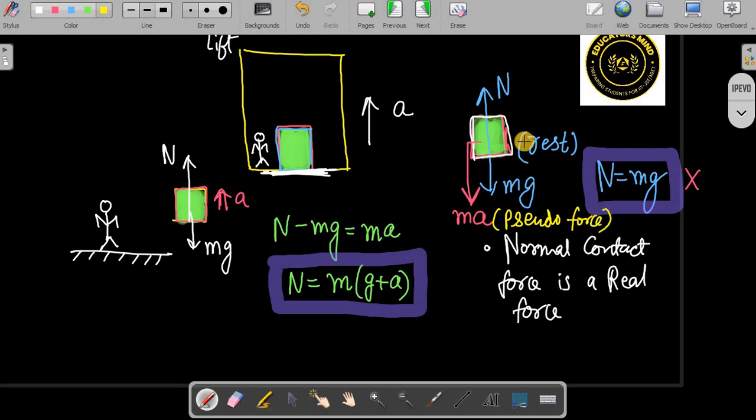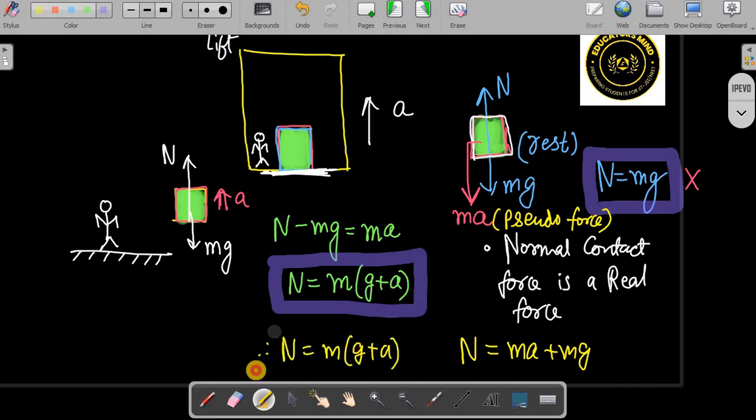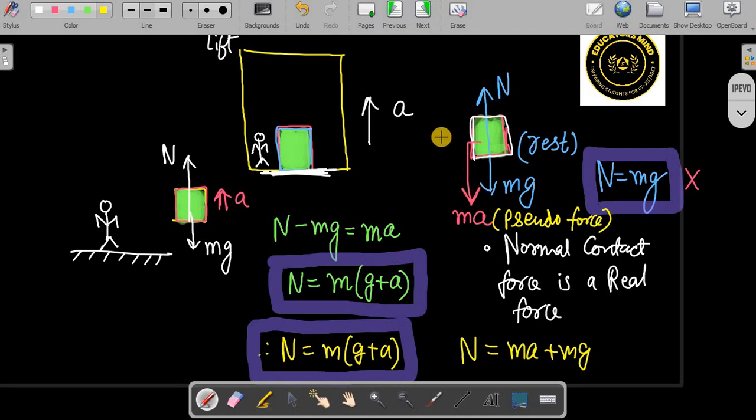Now when you try to balance it, normal will balance ma plus mg. Now normal will become the same as m(g plus a), right? So here we have to apply a pseudo force in order to make the object balance. Why do we apply it? Because the frame is under acceleration. So in a non-inertial frame we must apply a pseudo force in the direction opposite to the acceleration of the frame itself. The lift is going up, so we have to apply the force m into a in the downward direction.